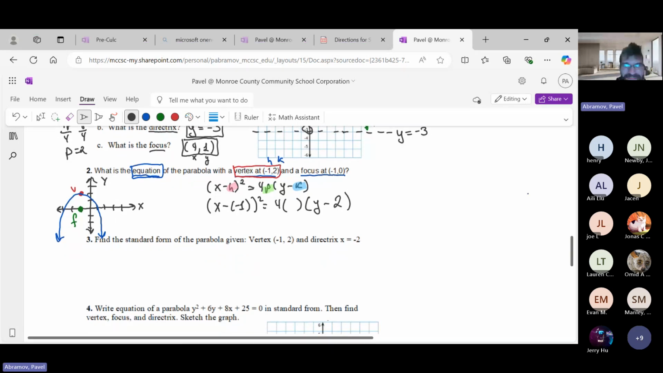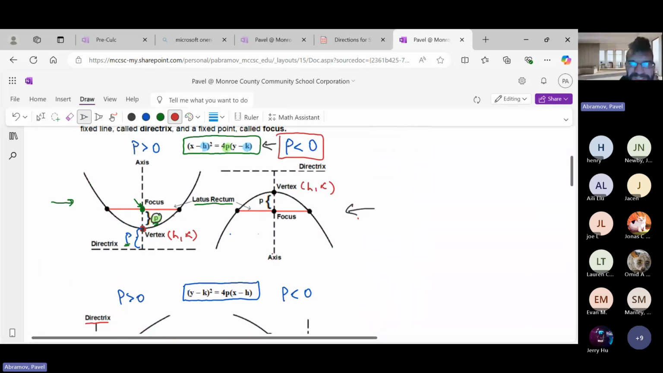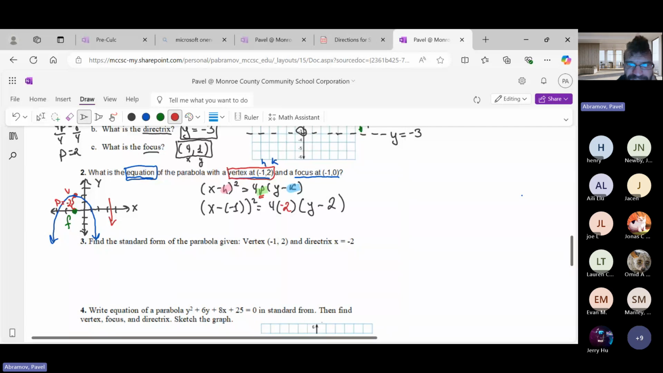So we have this equation. So we have x minus -1, which of course will become x plus 1. But right now we are concerned about how to find this p. Well, remember that your p is the distance from the vertex to the focus. So this distance right here is p, and of course this distance is 2. However, since we're facing down, p will be equal to -2. And that's because the parabola is facing down. And we already talked about how if the parabola is facing down, then p will be a negative number. Okay, and therefore we're going to put -2 right here.